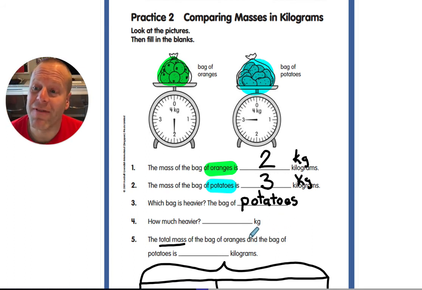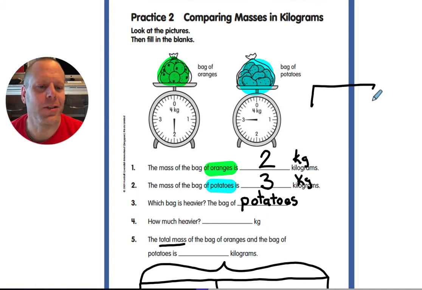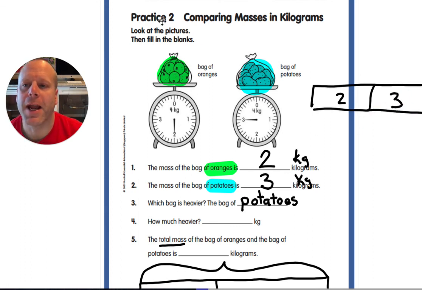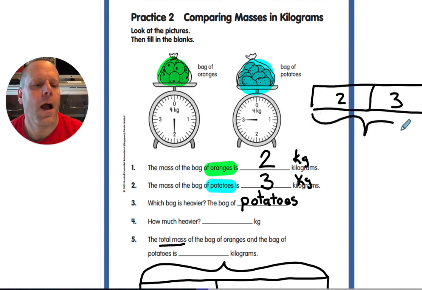How much heavier is it? Okay, so hold on a second here. So there is my 2. There is my 3. Am I asking you how much do they weigh in all? Not for number 4. Number 5, I want you to do your 2 and your 3 and put them together. But for number 4, I don't want you to do that.